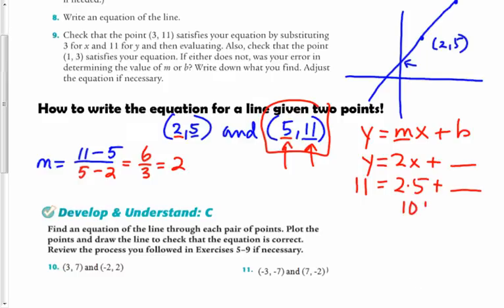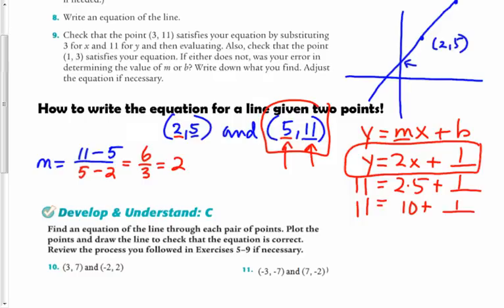Well, 2 times 5 is 10, and 10 plus 1 is 11. So I now know that adding 1 to that makes it true. So in my equation, I must have to add 1 also. So there's my equation, y equals 2x plus 1.